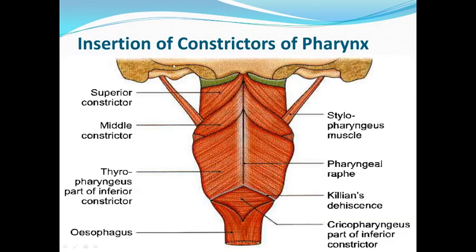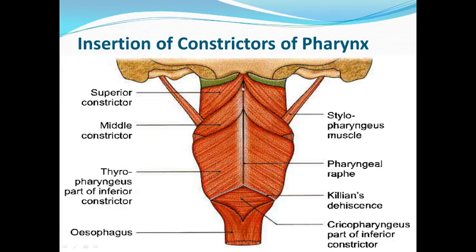Now talking about the insertion of these three constrictors of pharynx. You can see this is behind the pharynx, the posterior wall of the pharynx, and all three constrictors, the superior, the middle, and the inferior constrictor, will be inserted into a raphe which is situated on the midline. You can trace this raphe, and that is called the pharyngeal raphe. So on this pharyngeal raphe, all three constrictors will be inserted on the posterior wall of the pharynx.